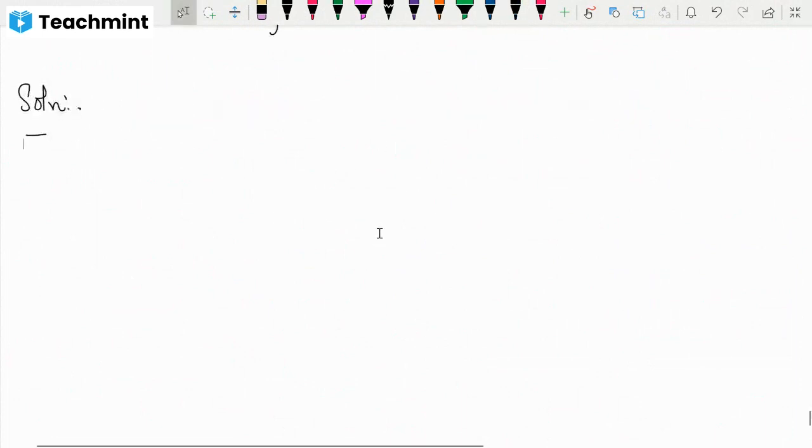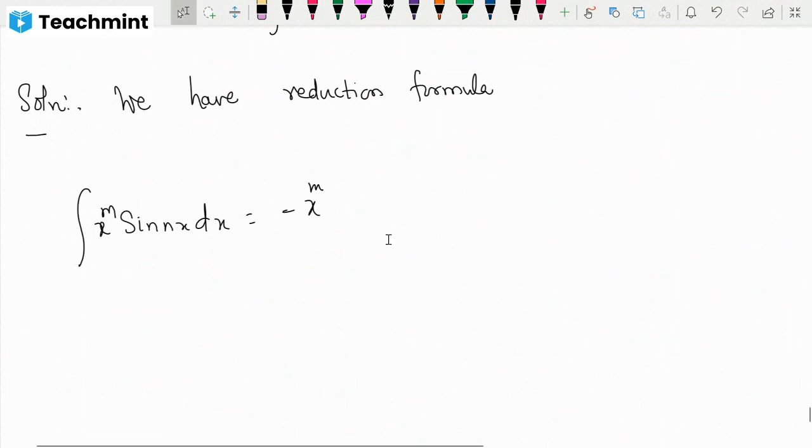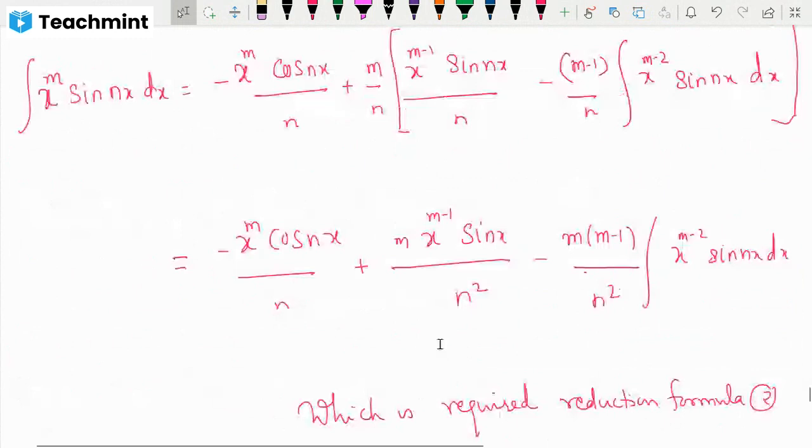We have a reduction formula. You should write this reduction formula first. So we have reduction formula 2. What is that reduction formula? The integration of x raised to m sin nx dx is equal to minus x raised to m. So I will simply copy it. So don't waste your time.